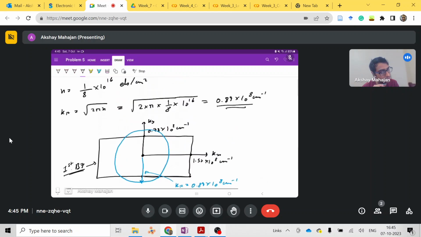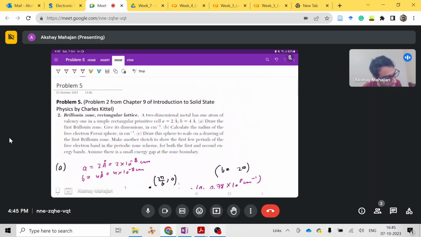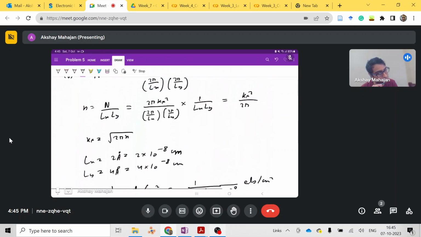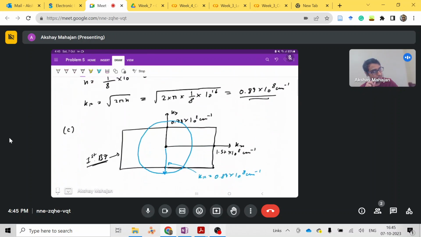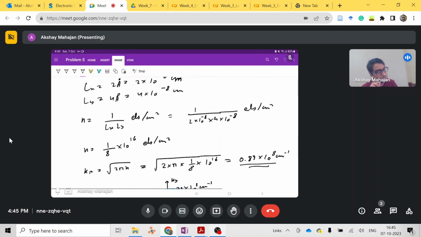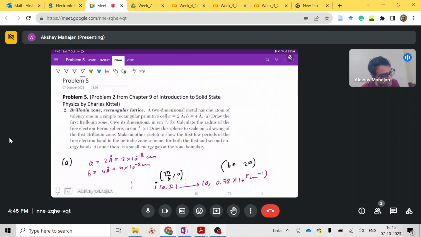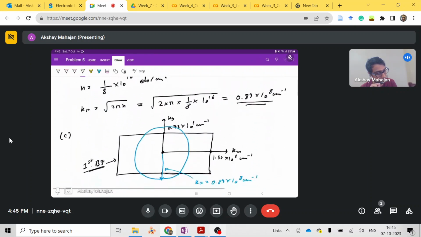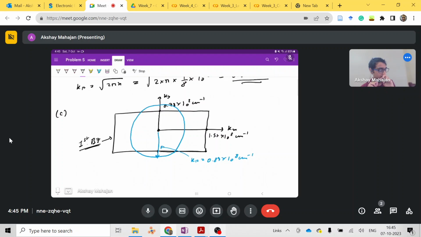Now the other part asked of us is to make another sketch to show the first few periods of the free electron band in the periodic zone scheme for both. I have not drawn it, but it seems our system will remain in the second periodic zone only, because it's very small. So we have to make another sketch to show the first few periods of the free electron band in the periodic zone scheme. We have to bring this Fermi surface from the second periodic zone to the first periodic zone for both the first and the second energy bands. Assume there is a small energy gap at the boundaries as well.